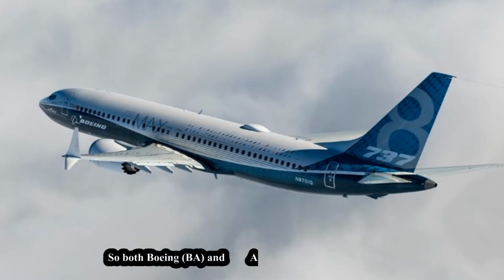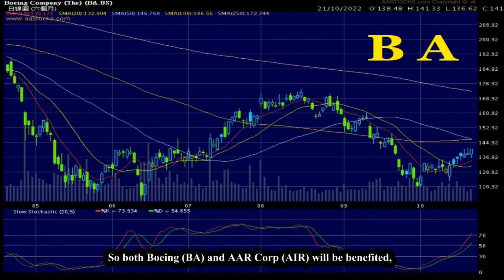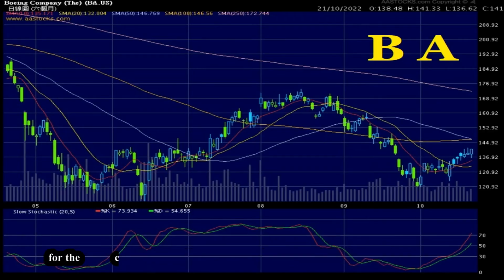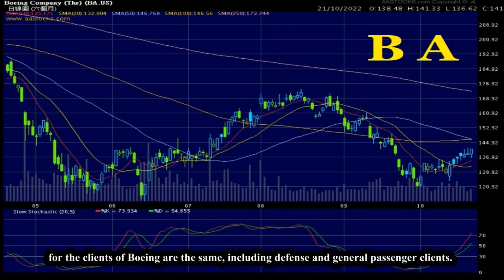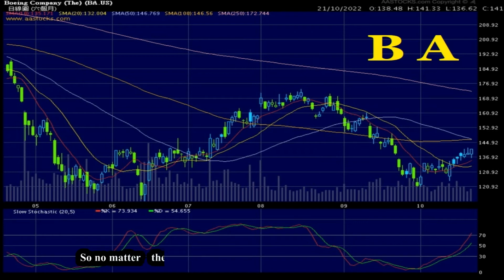So both Boeing, BA, and AAR Corporation, AIR, will benefit, for the clients of Boeing are the same, including defense and general passenger clients. So no matter whether the fighting carries on or not, their business is quite stable.